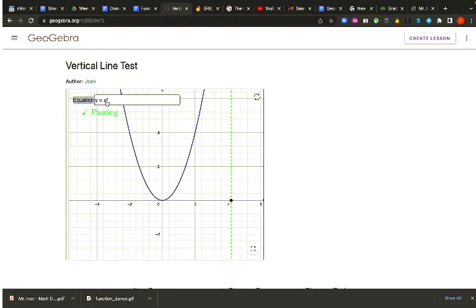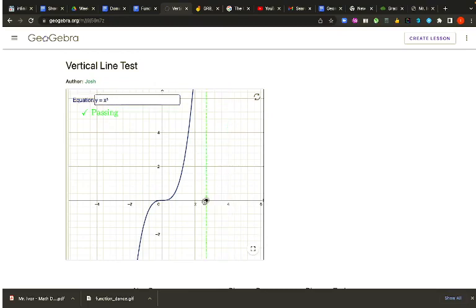Let's look at another function. So here we have another function, y is equal to x cubed. So if I move my vertical line, it should only hit in one place right there, right there, right there. So basically the vertical line test, and what this little applet does, is checking whether it only touches the graph in one place. If it does, then it passes.